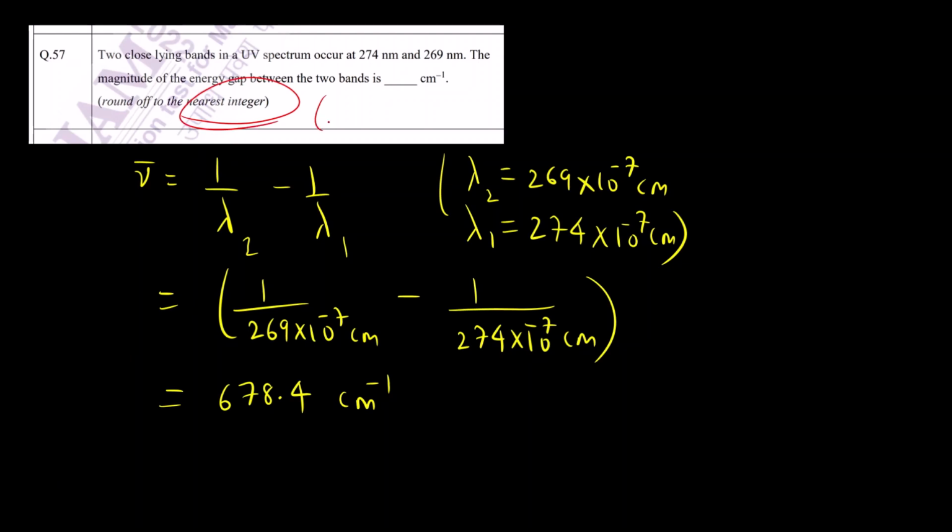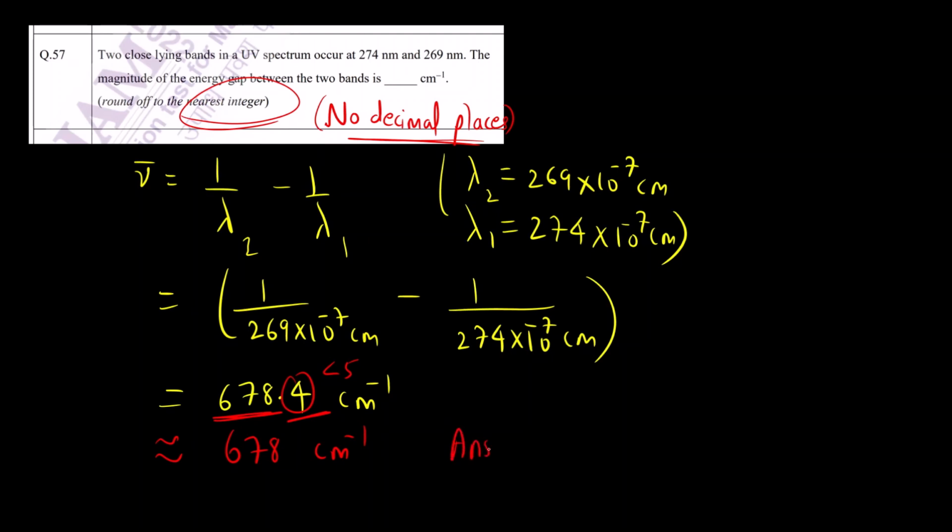Nearest integer means there should be no decimal places. It should be an integer. So I will round off here. Here the value is less than 5, so we will keep the number as it is, 678 centimeter inverse. So this is the correct answer.